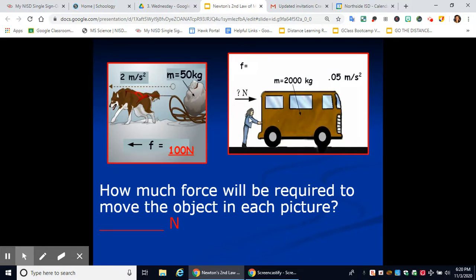Here, this man is giving a push to the bus. We want to know what's the net force that needs to be applied if the mass of the bus is 2,000 kilograms and our acceleration is 0.05 meters per second squared. So net force equals mass times acceleration. So we have 100 newtons here. So the force required for each object to accelerate would be 100 newtons.